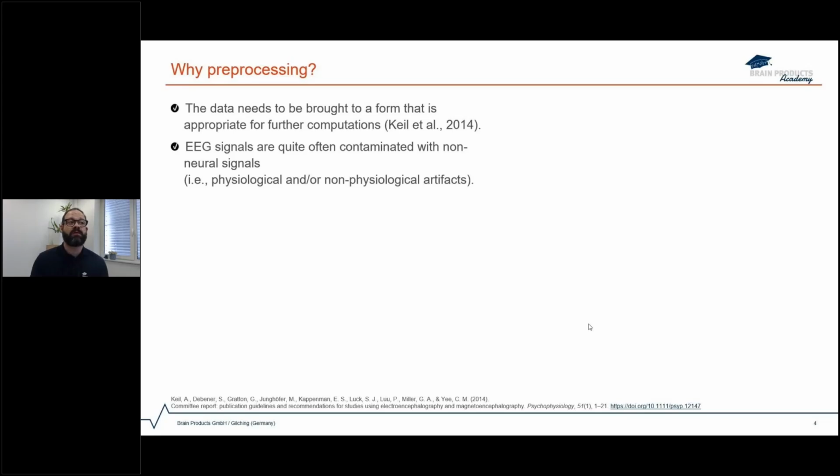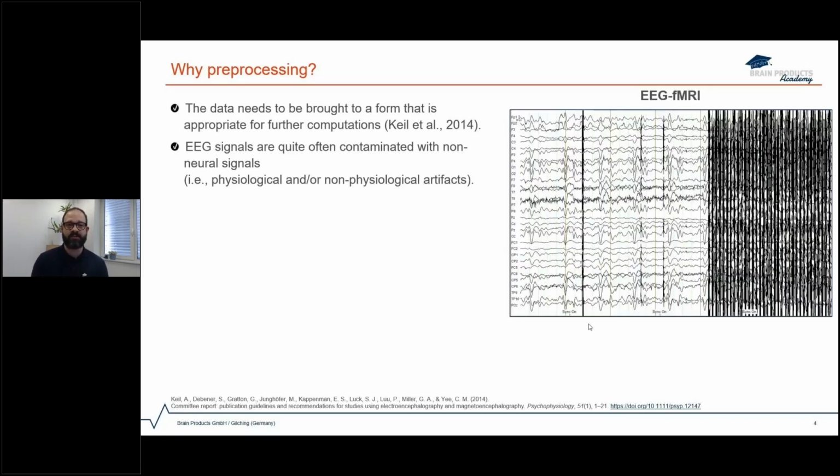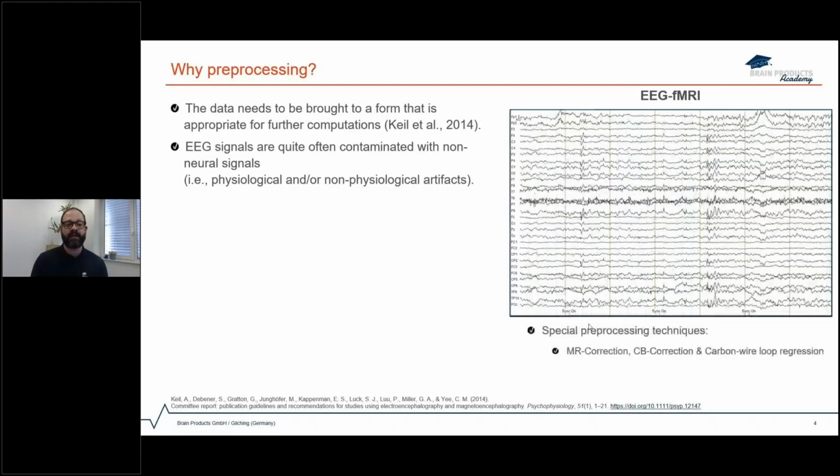But there is, of course, also non-physiological artifacts that we should keep in mind. And of course, in our setup that we are discussing here, EEG-fMRI, Celia just mentioned that we have special artifacts here, like the gradient artifact, which we see in the sketch. And in this case, special processing techniques have to be used in the beginning to get rid of these artifacts so that we can then actually start off with our normal EEG processing.